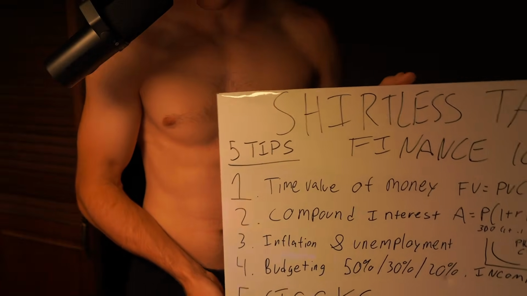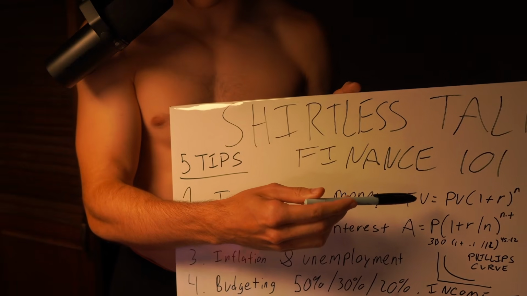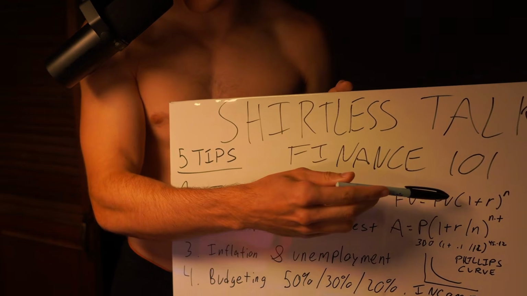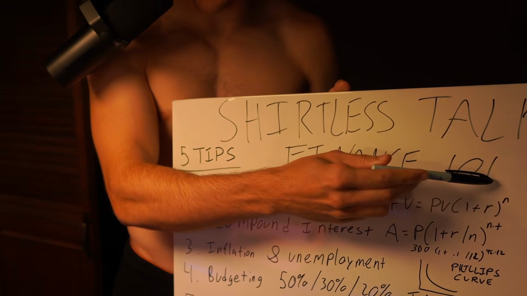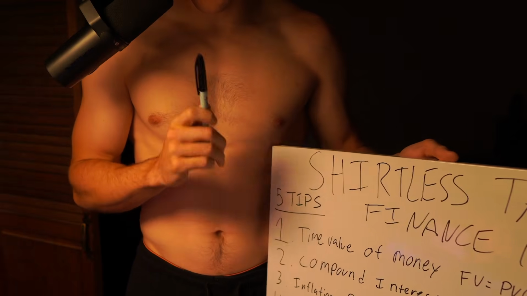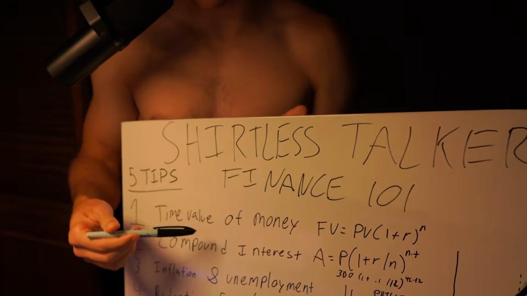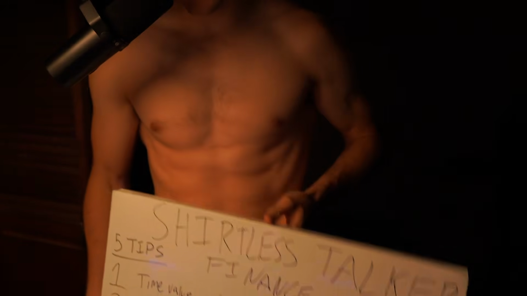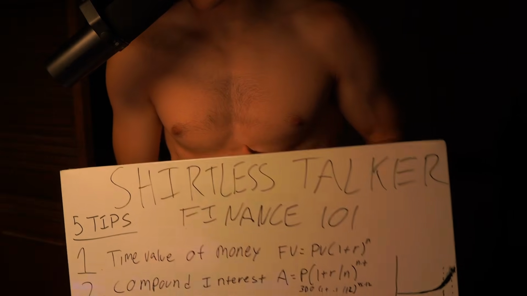Now, the formula for the time value of money is the future value equals present value times 1 plus r, where r is the interest rate, to the power of n, which is time. Now, this is worthless to you. You don't care about the formula. You just want to know what it means, because at the end of the day, you're not going to remember the formula. You're going to remember what it means.